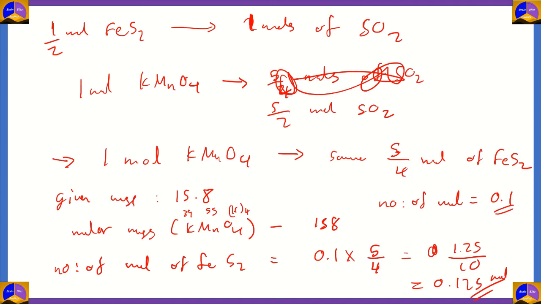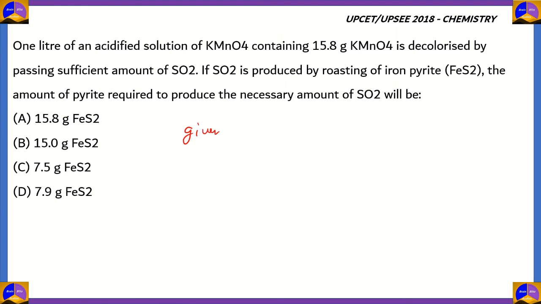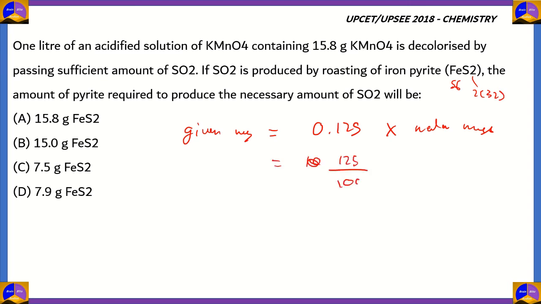So now we need to find out the given mass. The given mass is 0.125 times the molar mass. So here we are finding out the molar mass of FeS2. For iron it's 56, and for sulfur it's 2 times 32, that's 64. 56 plus 64 gives you 120. So that is 125 divided by 1000 times 120. So 0 gets cancelled. Both are divided by 4. So 12 by 4 gives you 3. 100 by 4 gives you 25. 125 is 5 times 25. So therefore the given mass is 15 grams. So that means option B, 15 grams of FeS2, is correct.